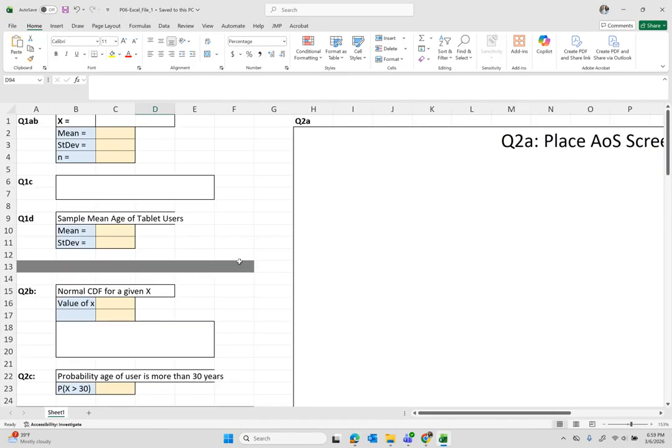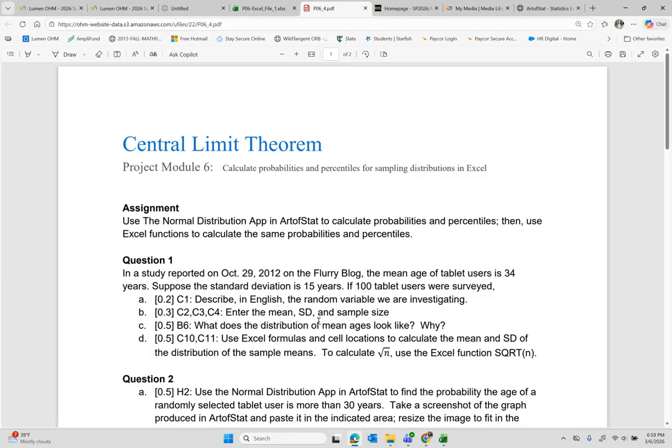I will be working on the app for this example, and by now we have seen how Excel Online will also do the same work. So you can follow along regardless of which modality you use for Excel. This assignment requires us to use the normal distribution app in Art of Stat to calculate probabilities and percentiles, and then use Excel functions to calculate the same probabilities and percentiles.